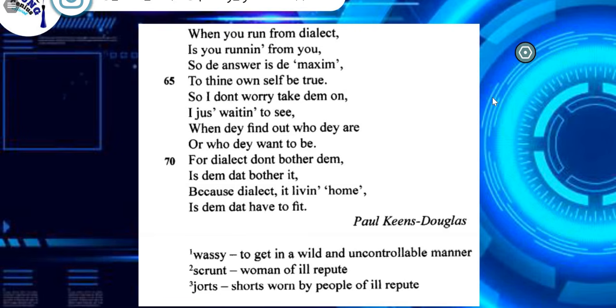Wassy, they give you like the word, the meaning of the word short. Jort is shorts by people of ill repute. Scrunt is woman of ill repute. Why a lot of ill repute here? Wassy, to get in a wild and uncontrollable manner.